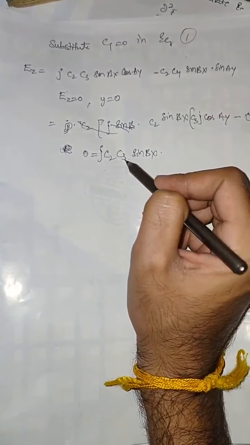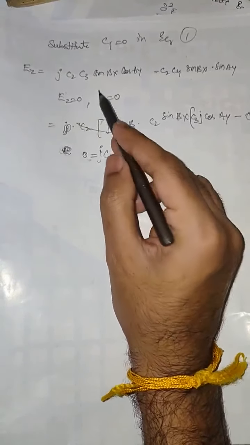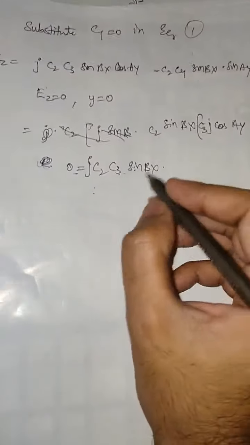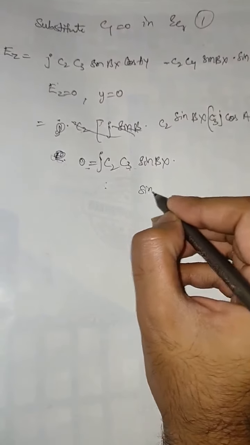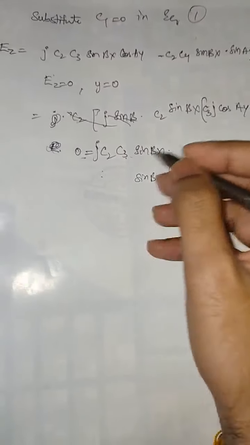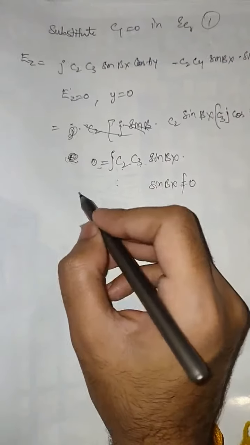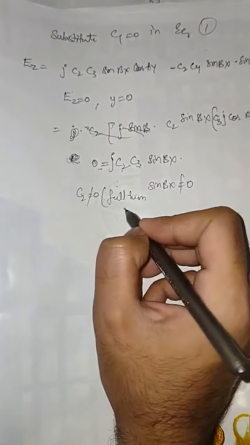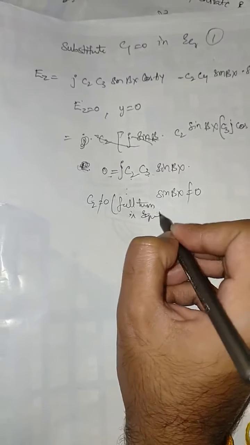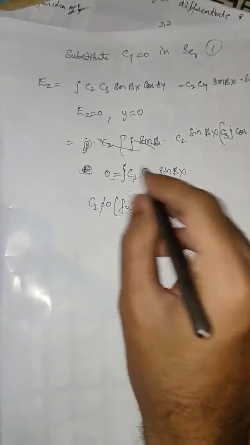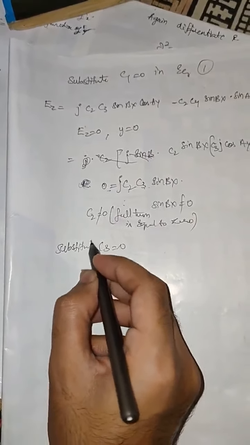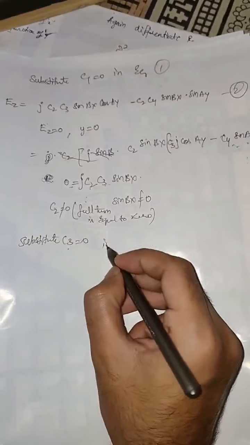If c3 is 0, here sin beta x is not equal to 0, because x is a variable. If c2 is equal to 0, then the entire term is 0, and this is not possible. So this cannot be 0, so c3 equals 0. If c3 equals 0, substitute c3 equals 0 in equation 2.